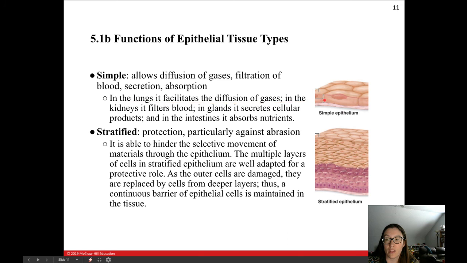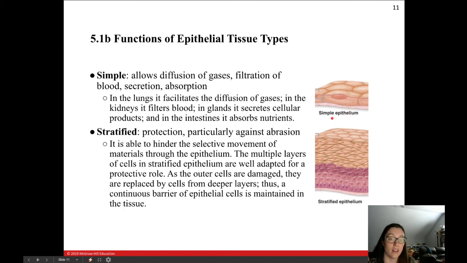So in the lungs, we have simple squamous epithelium. It's very thin, and it facilitates the diffusion of gases. Remember, we said that diffusion is when things move through the plasma membrane. If we only have one cell layer, it means we have a plasma membrane here and one here. So things only have to diffuse a very short distance through that simple squamous epithelium.